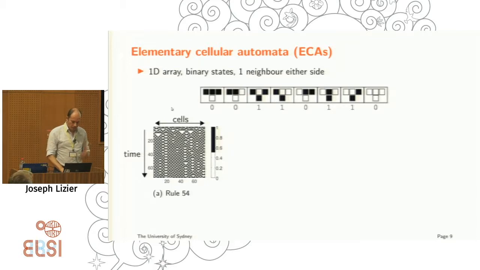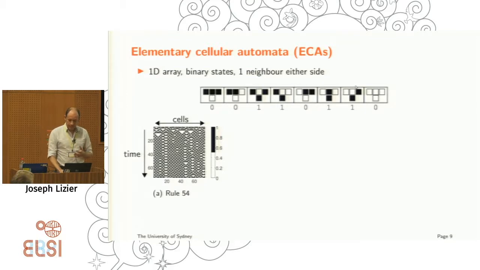What we have is a one-dimensional array. The array is a row across the page here, a one-dimensional array of cells which each have binary states, 0 or 1, white or black. Those cells update themselves synchronously in time. So each row here is a different time slice showing what the activity of each cell is at that slice in time. The way they update themselves is simply as a function of one neighbour on either side. It's a deterministic rule, and it's the same rule followed by every cell in the CA here.